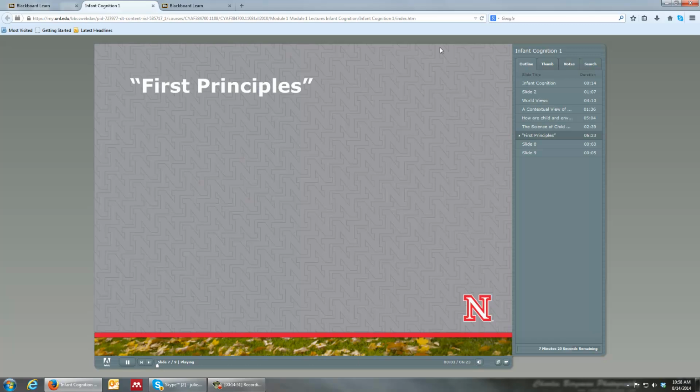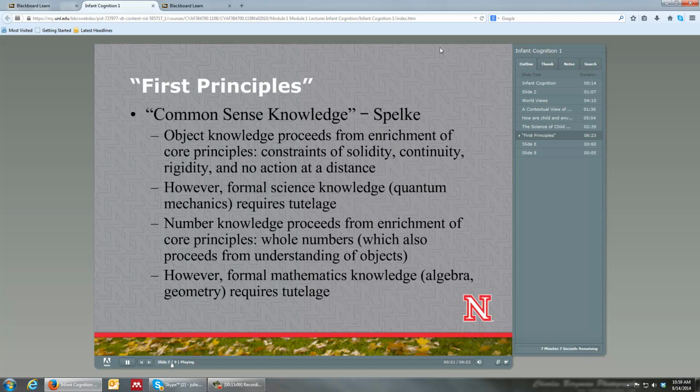So what are some of these first principles that infants come with? Maybe they understand the secrets of the universe, or maybe you can think about Look Who's Talking. But when it gets right down to it, what is it that infants know, or that we can confidently infer that they know? Elizabeth Spelke refers to this as common sense knowledge.